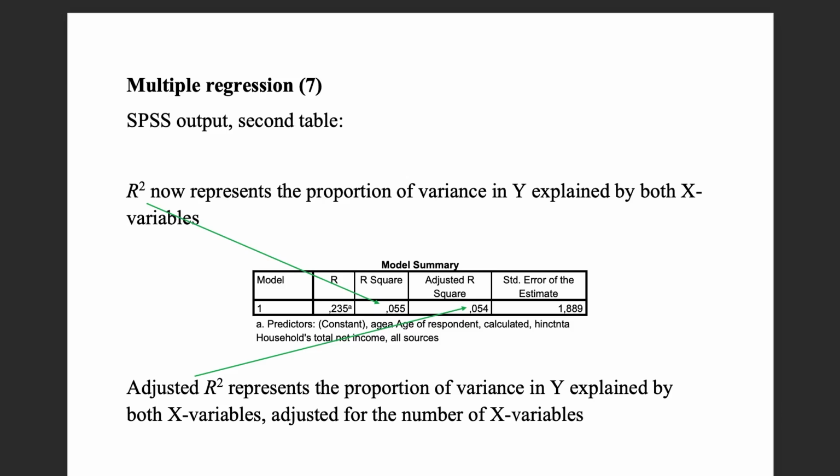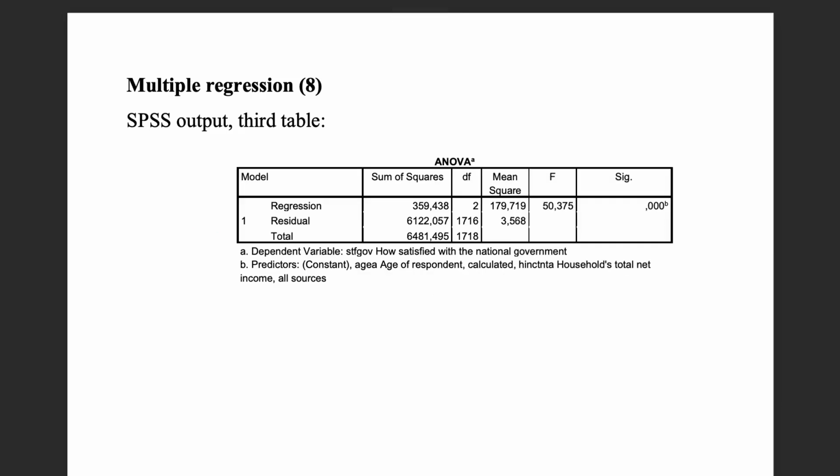SPSS just picks one of those for you, but it is useful in the sense that if you want to have a rough idea of my most likely guess of the explained variance if I were to be able to explain my dependent variable for the entire population with my independent variables, then it would be that adjusted R square value. That's the idea. So we still get an ANOVA table as well.